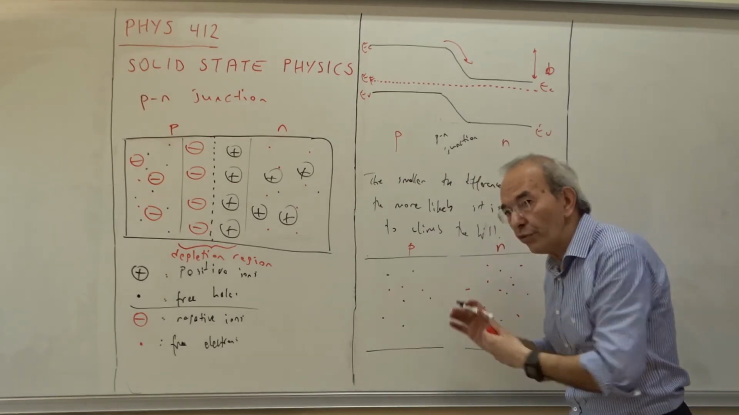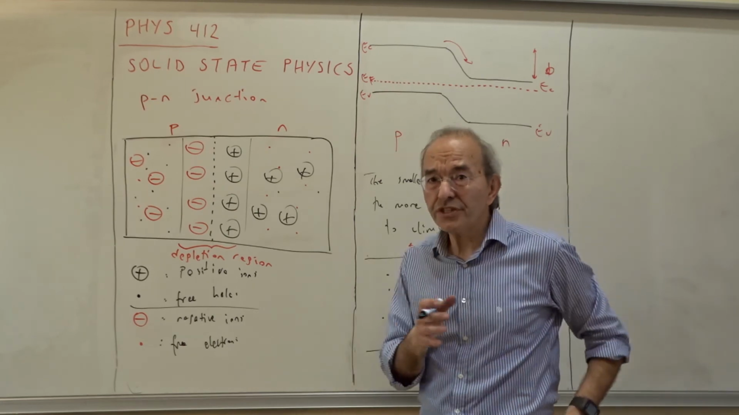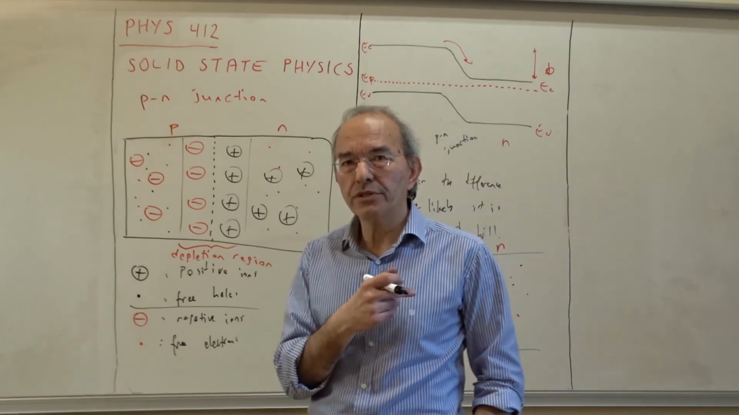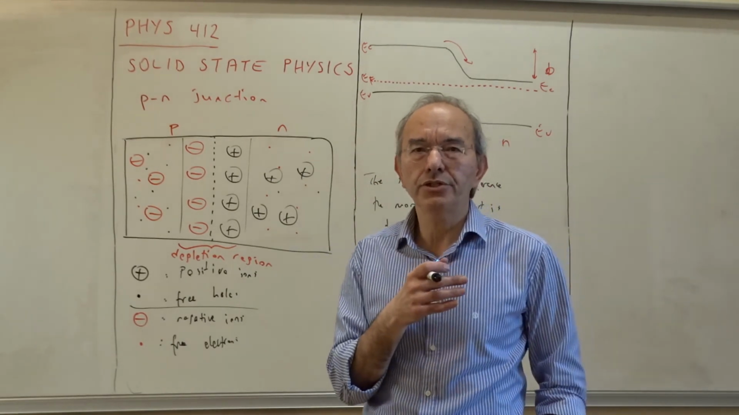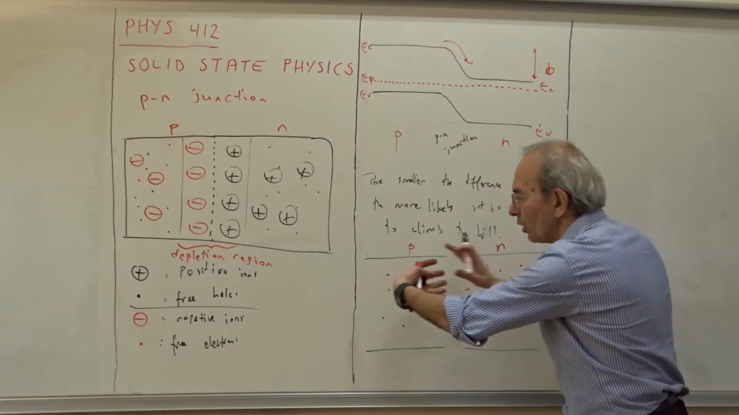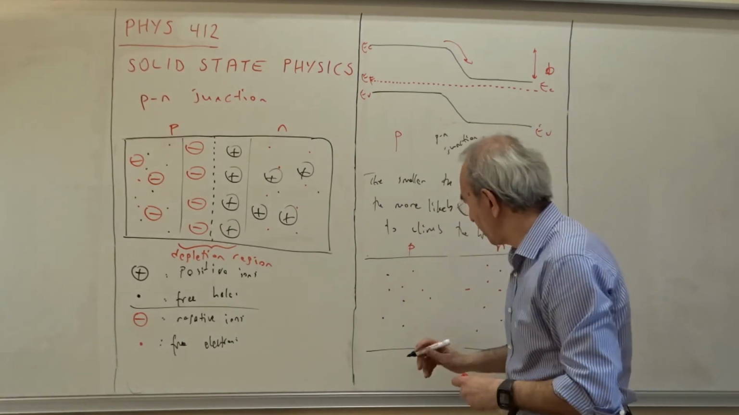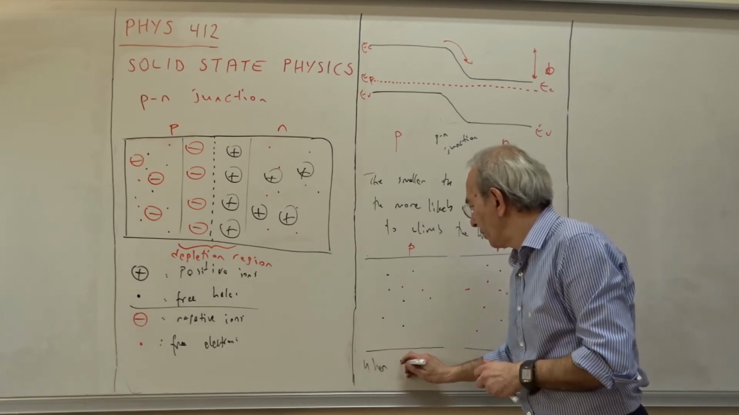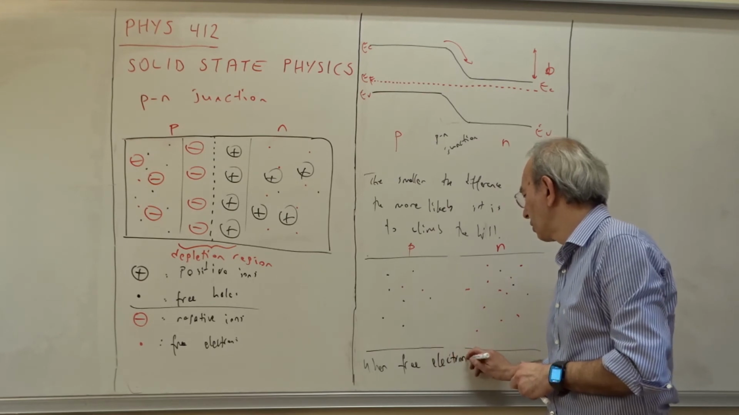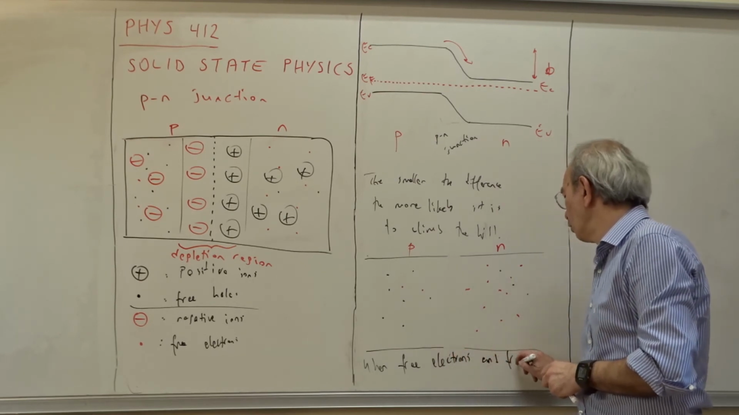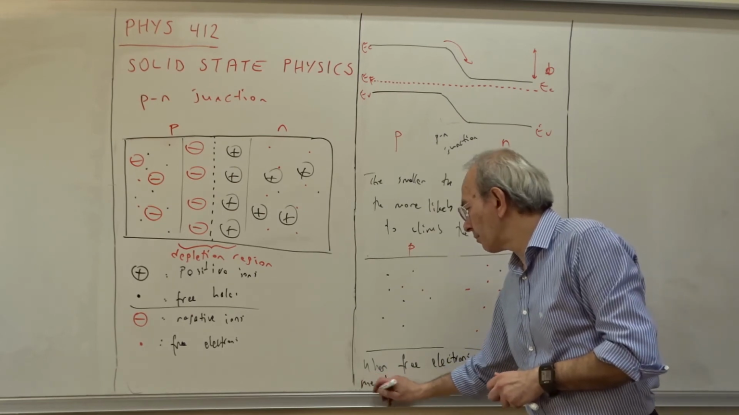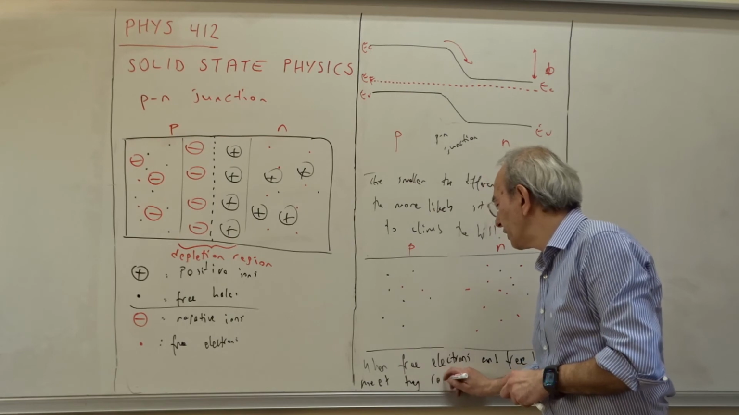But when you join them, because of the difference in the concentrations, just like we dealt with in the previous lecture for the diffusion, these free electrons and free holes try to recombine with each other. When free electrons and free holes meet, they recombine.